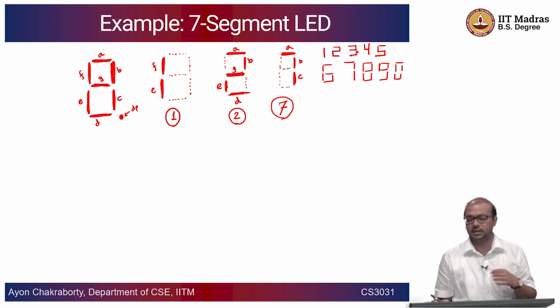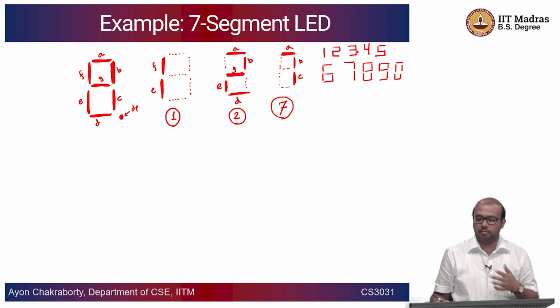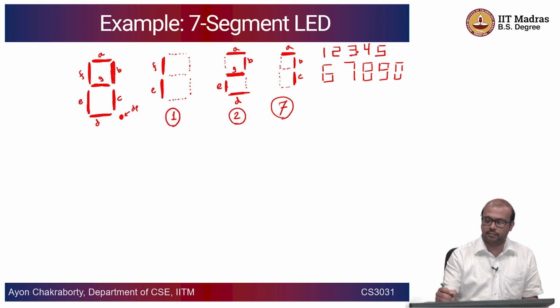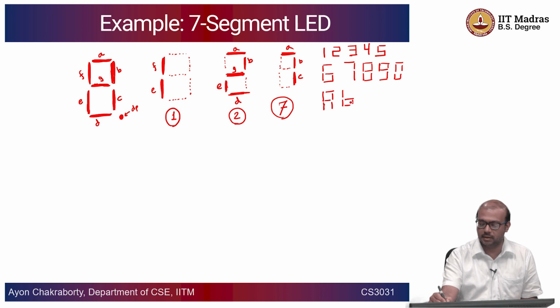Okay, this is 3. So apart from this, you can also have some characters that could be displayed. For example, if you want to display A, this could be displayed like this, A. If you want to display B, B might become very much like 8. So instead of having capital B, you can have, let's say, a small b. So this could be B. Similarly, you can have C.